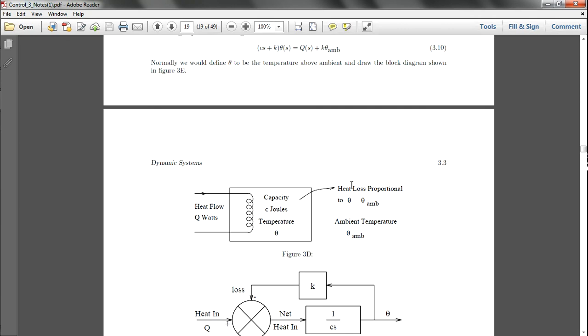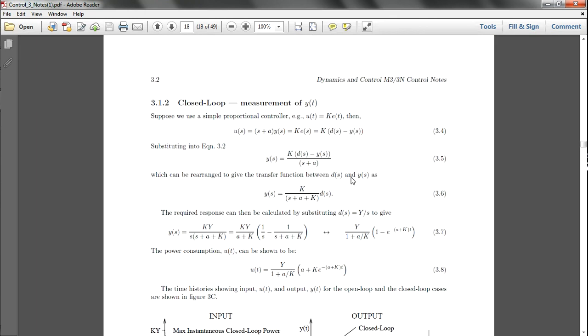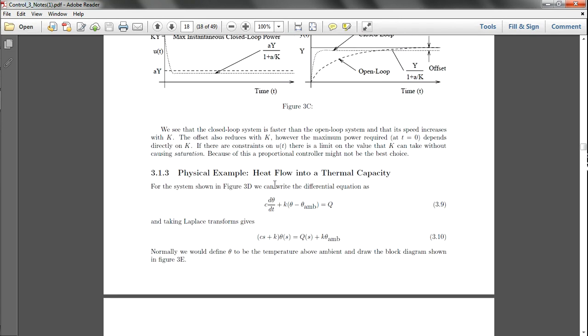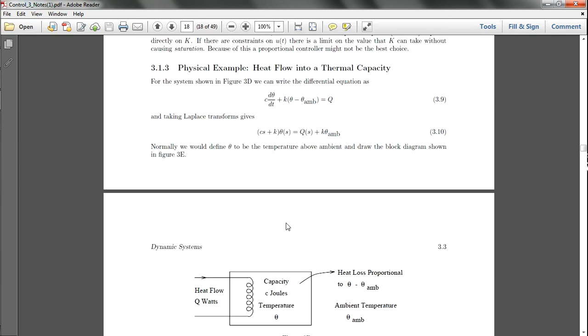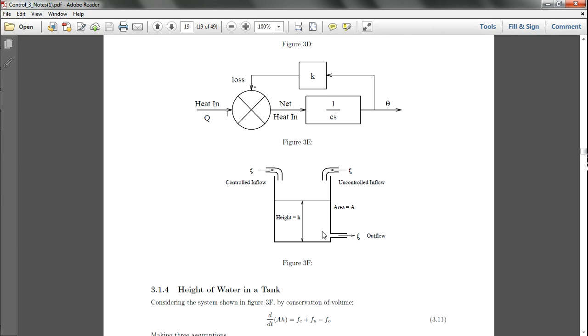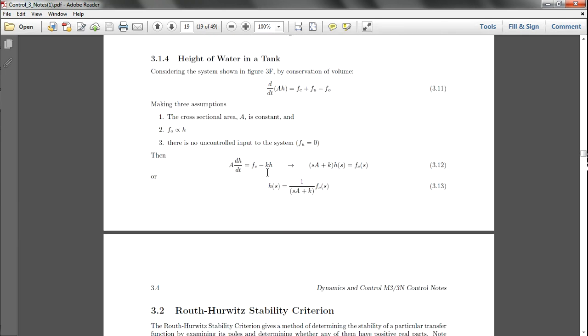I think I'll just clear all this. You can actually go and read this one. This equation is the same as my analogy here: the amount of heat within the material plus the amount of heat lost to the environment equals the amount of heat input. Then for the rest, you just switch it to Laplace, do some work, and then you get something. There is also water in that case. My case is different from this case, so I believe this one is much better than my example. You should go and take a look.